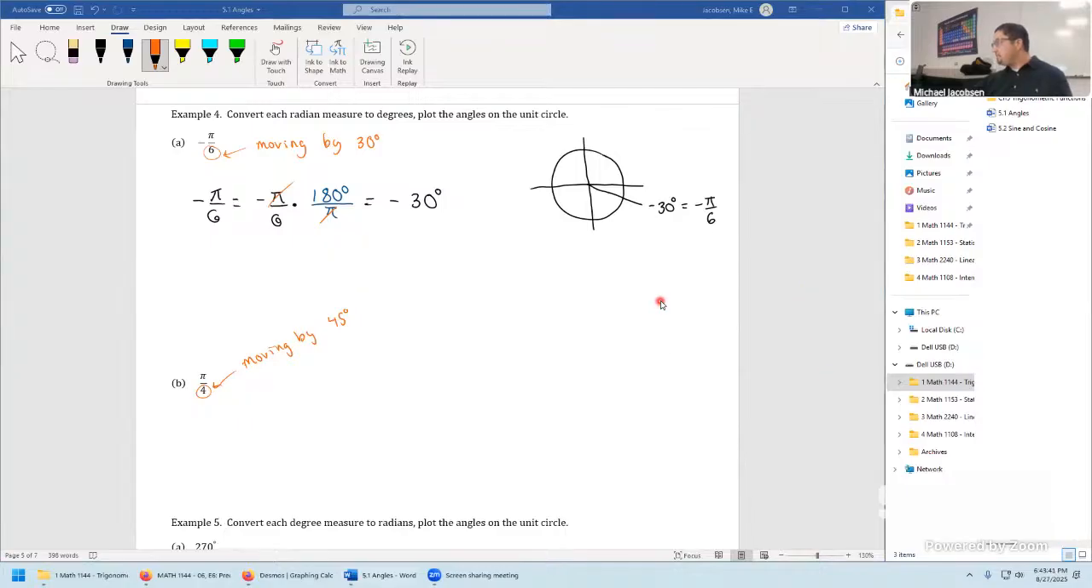Luke says, would positive pi over 6 be the same as positive 30 degrees then? Yeah, absolutely. Positive pi over 6 would have taken this angle and would have had it terminate out here, now in quadrant 1 instead of quadrant 4. Other questions at the moment?